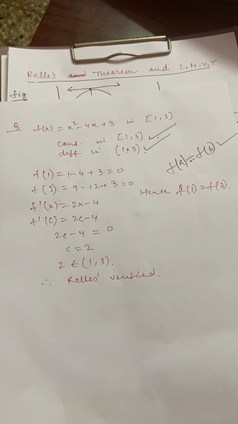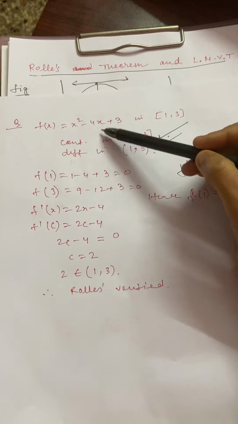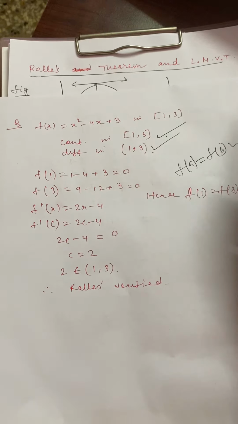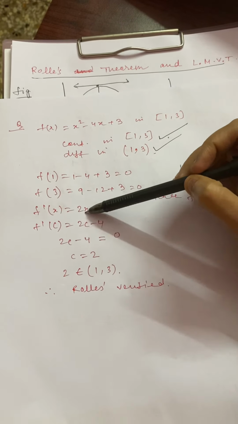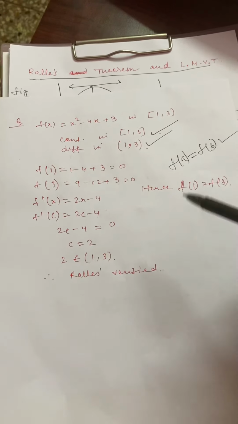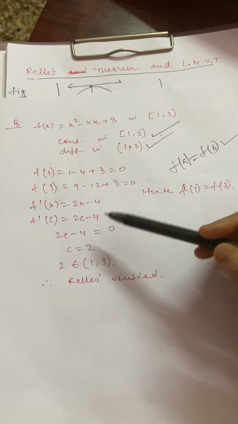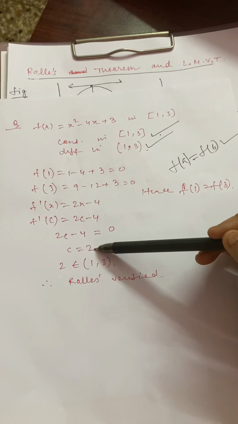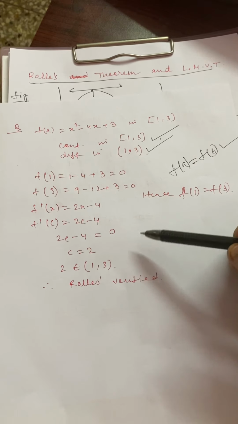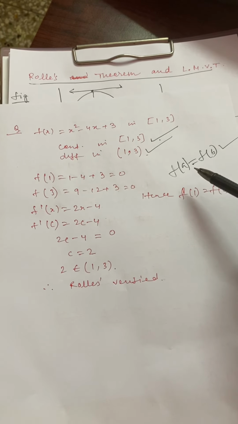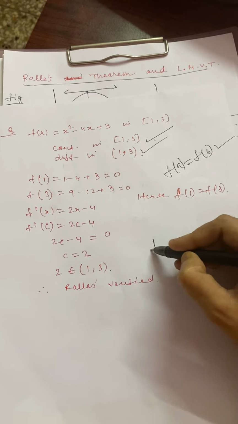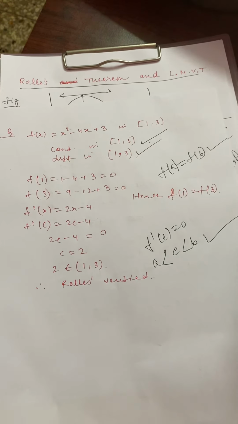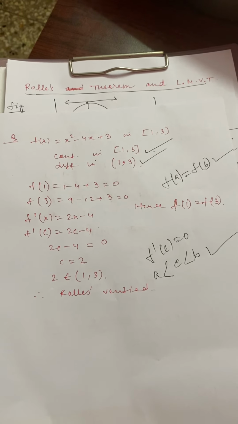Now I will differentiate. x square will be 2x, 4x will be 4. Let's consider a point c in the domain a comma b. Then f dash c equal to 2c minus 4. What I said, that the tangent must be parallel to the x axis, so its derivative is equal to 0. Then c equal to 2. So it is clear that 2 is in the interval 1 comma 3. So the next condition, f dash c equal to 0, where a is less than c less than b. This is also checked. So Rolle's theorem verified.